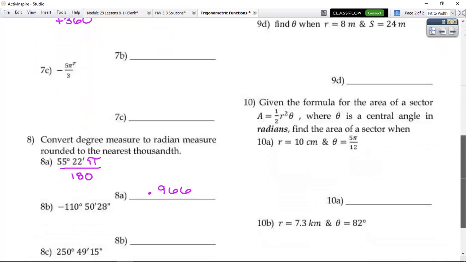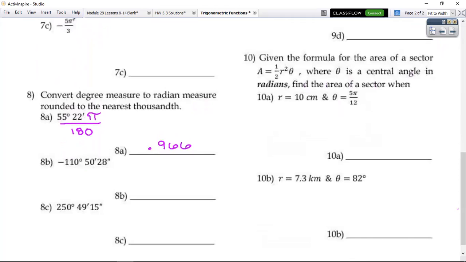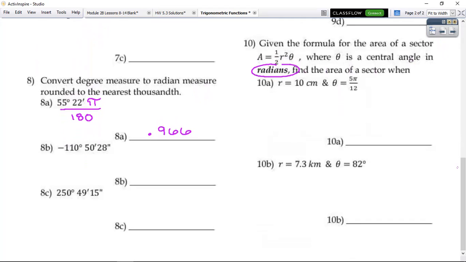And then the next formula that is also on your formula sheet pertains to area of a sector. Similar to subtended arc length formula, your angle must be in radians. Which one's not? Yep, this guy.